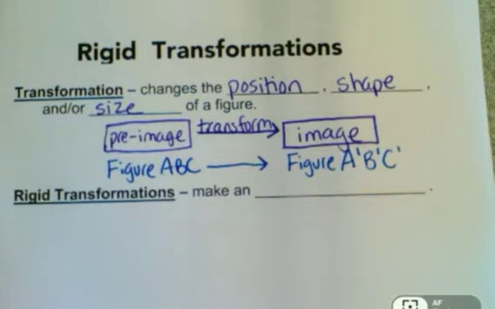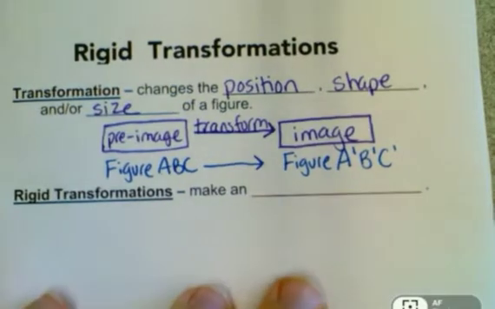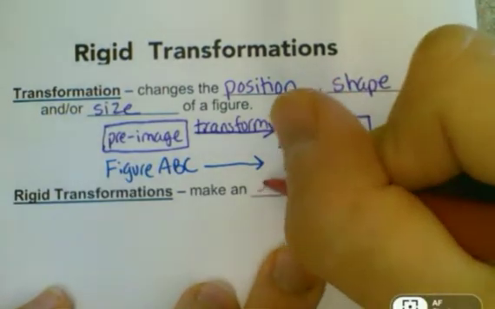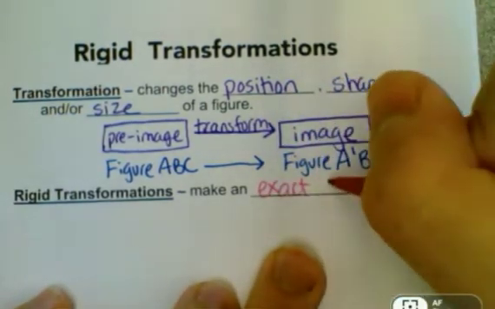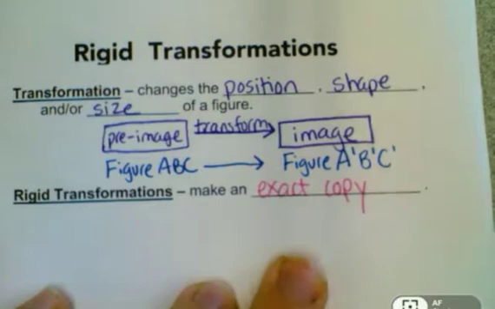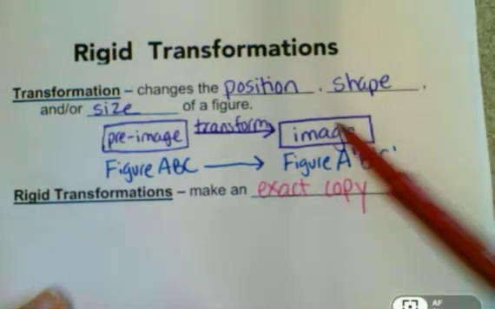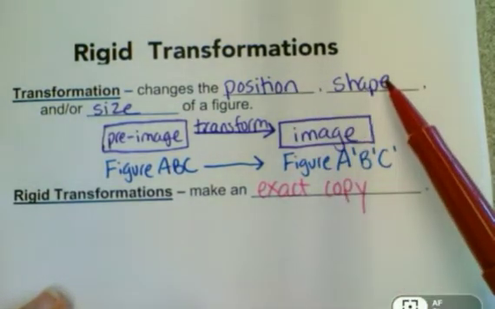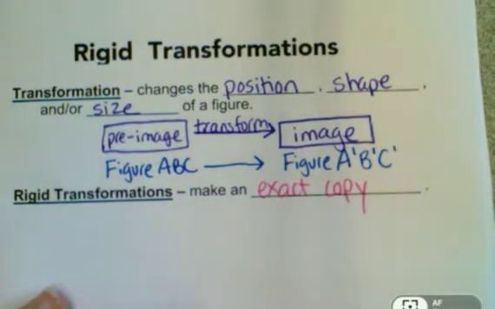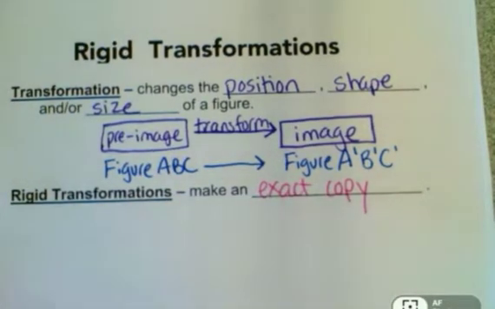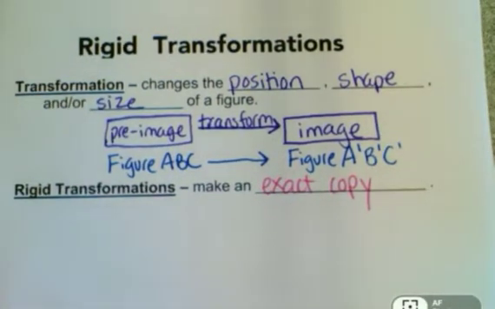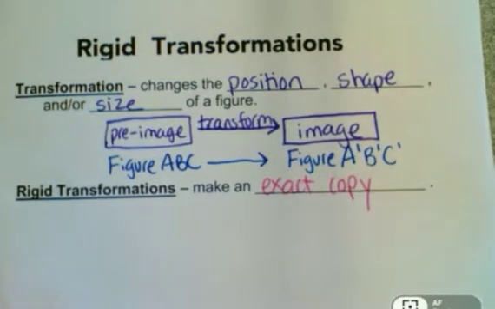So let's talk about what a rigid transformation is. You saw it in the video, but a rigid transformation makes an exact copy of the pre-image. So the position might change, but the shape and the size will remain the same. So it's an exact copy. There are 3 types of rigid transformations that you saw in the video. The first is a translation.